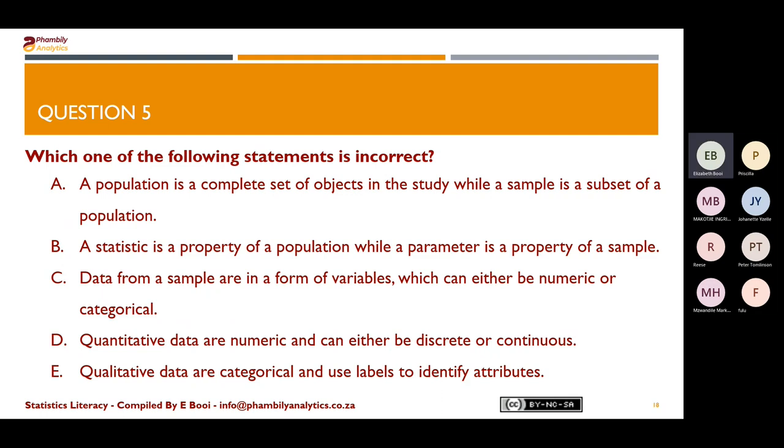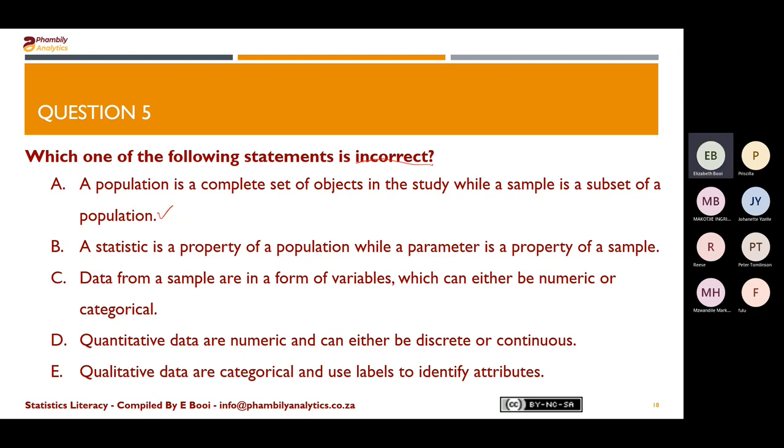Which one of the following statements is incorrect? So we're looking for the incorrect one, the statement that is mostly not correct. A population is a complete set of objects in the study, while a sample is a subset of a population. This is a description of a population and a sample. Population, remember, Western Cape, all of them. A sample will be if I pick 100 people from Western Cape and study them, a subset from the population. Once I have the results, I can infer them back to the population. So this is correct.